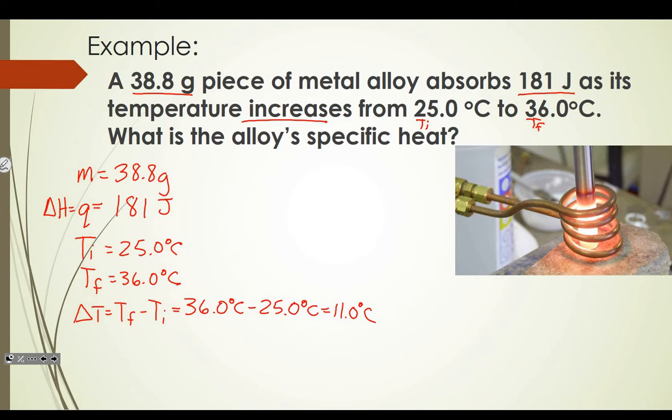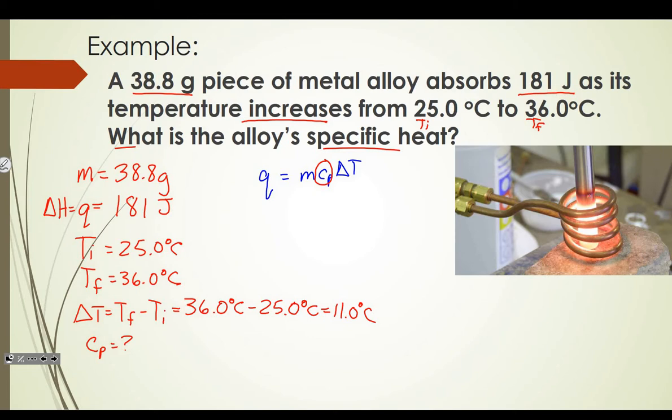And then it says, what is the specific heat? So I am looking for Cp, question mark. So all I've done is pulled everything out of the story problem that I need. So then I go back and say, okay, well, what's my equation? Well, my equation was Q equals mCp delta T. But I need Cp, right?